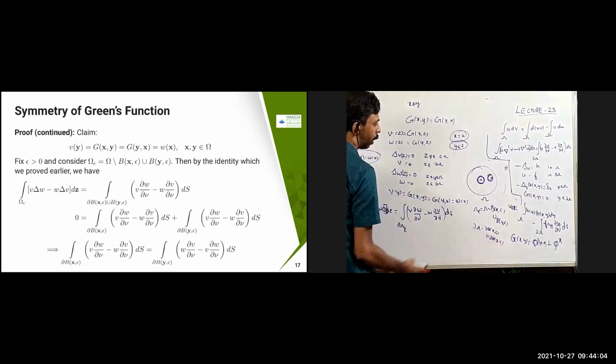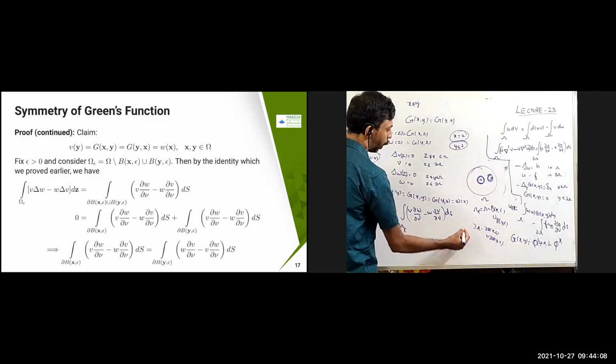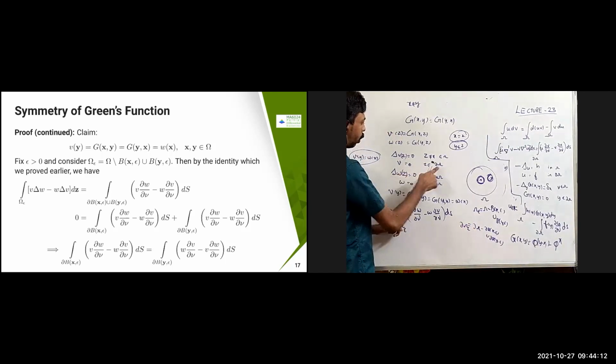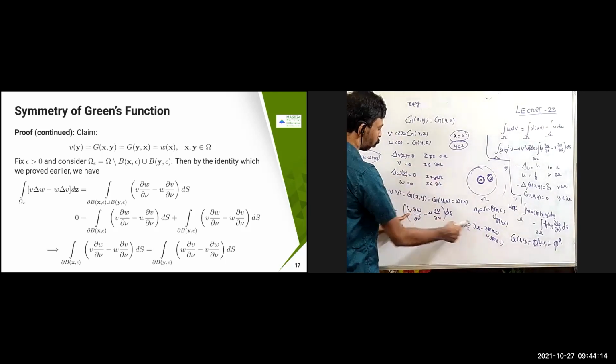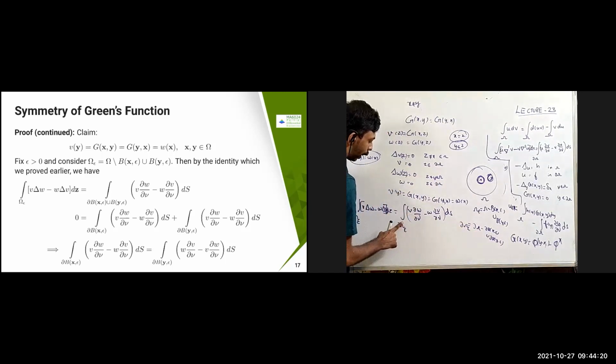Okay, this is going to be the ∂Ω_ε region. So there V is going to be 0 for z belongs to ∂Ω, so this portion is going to be out, and W equal to 0 for z belongs to ∂Ω. Therefore, this portion is going to be out. So what you are going to get is that, instead of ∂Ω_ε, I can simply write it as ∂B(x,ε) union ∂B(y,ε).